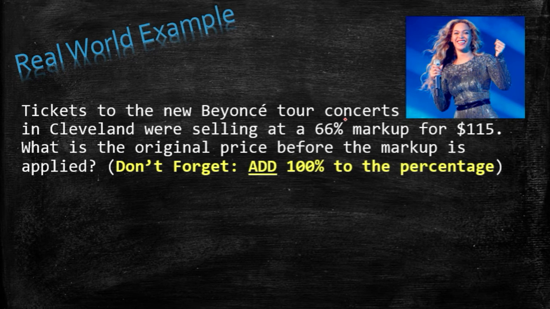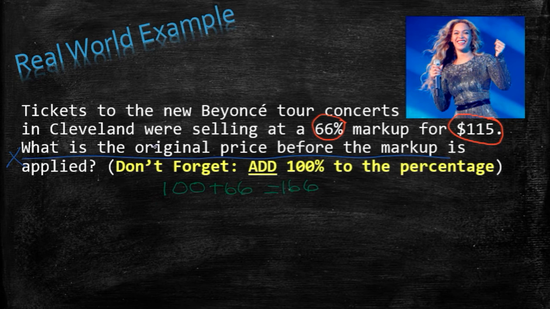But I'm going to go ahead and use my cube strategy before I do my first step because that's always important, isn't it? All right, what is the original price before the markup? That's going to be our variable. All right, so we're good there. All right, so add 100% to the percentage. We know our percentage is 66%. So 100 plus 66 equals 166.